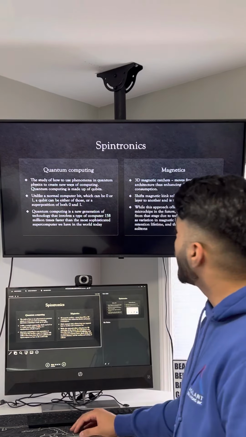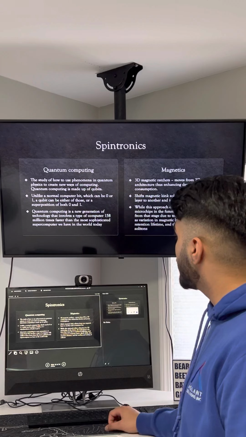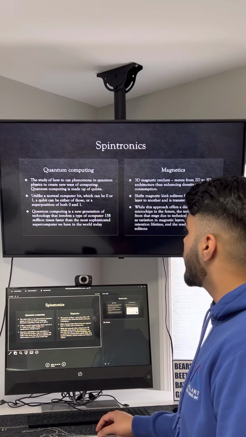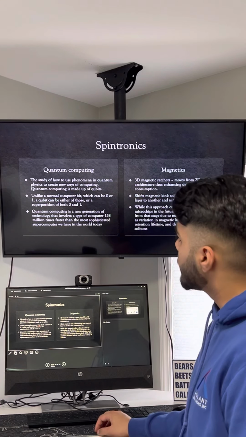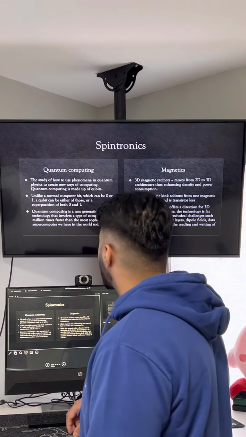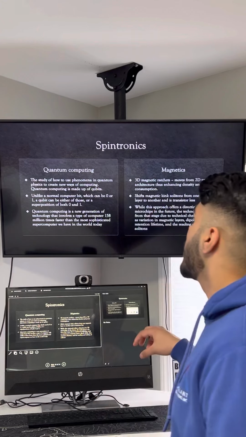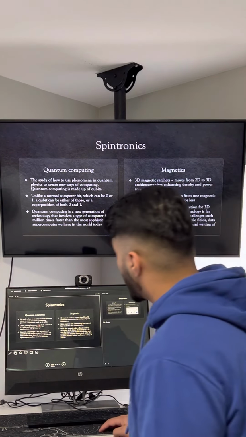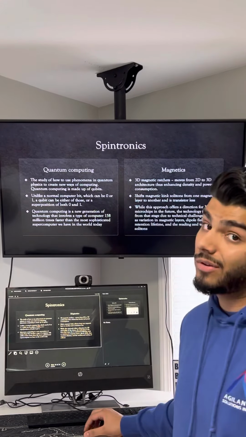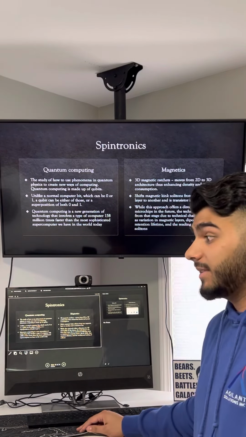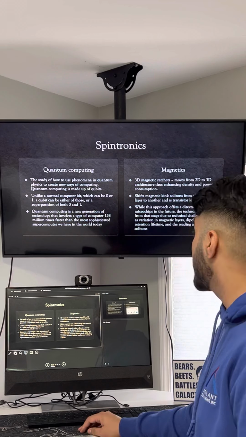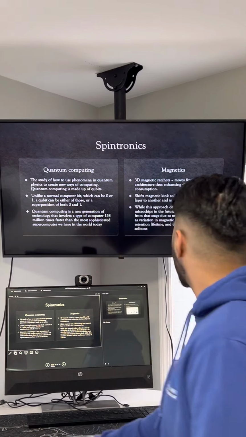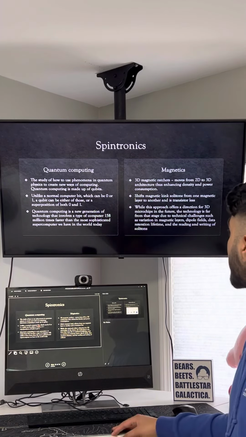But unlike a normal computer bit, which can be 0 or 1, a qubit can be either of those, or a superposition of zeros and ones. Quantum computing is the new generation of technology that involves a type of computer 158 million times faster than the most sophisticated supercomputer we have in the world today. So quantum computing in the future is definitely going to be a biggie for us, and it's going to be our supercomputers. Yep, so magnetics is basically a 3D magnetic ratchet.